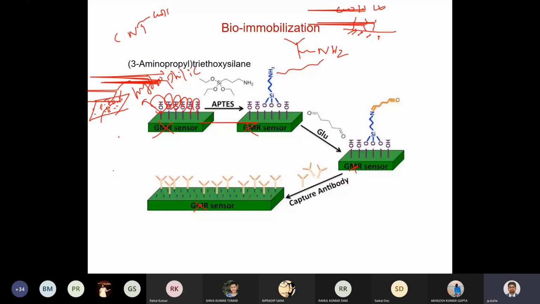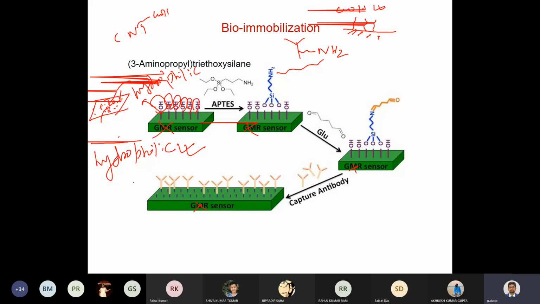Generally, we dissolve our chemicals in water and drop them on the surface. Your antibody also we are going to drop on the surface in a buffer sample that contains water. So your surface should be hydrophilic, not hydrophobic. Hydrophilic means water can be attracted, right? So your contact angle will be low. For a hydrophilic surface, your contact angle will be very, very low.